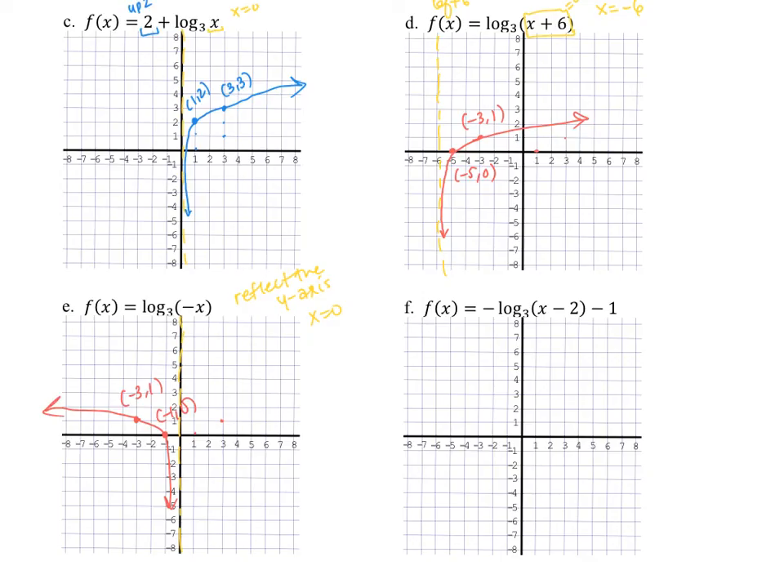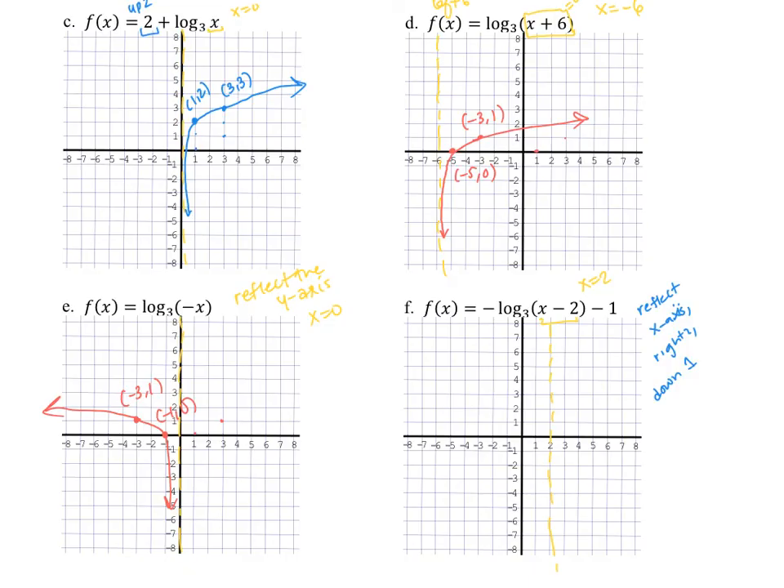Okay, and then the last one's going to have a lot of stuff going on. Let me first consider my asymptote. x minus 2, the asymptote's going right 2. So at x equals 2, I'm going to go ahead and put my asymptote. And then let me think about all the things going on. There's a negative in the front, so that's going to reflect the x-axis. Parentheses, it's going to go right 2. And then it's also going to go down 1.